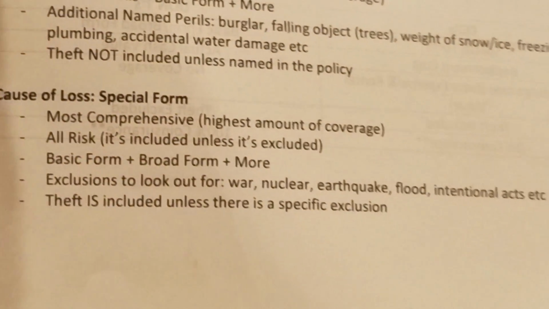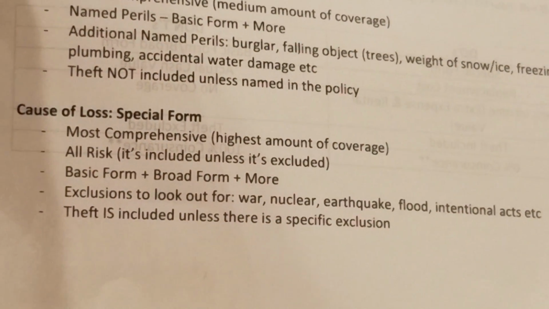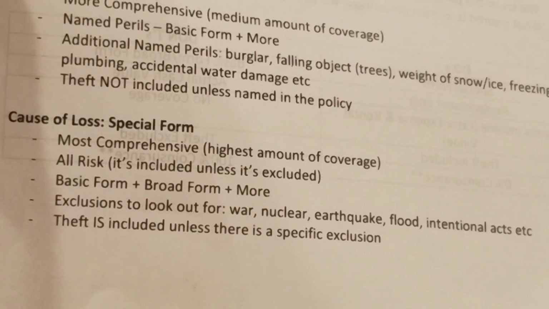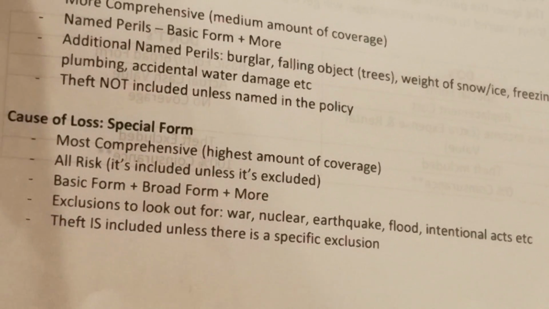From there, we have the most comprehensive type of coverage, and that's going to be special form. The way special form works is if it's not listed on the policy as an exclusion, it's included. That's where our agency always insures. We try to get special form for any type of client, no matter what type of operation you're doing. So this is going to be included with theft unless there's a specific exclusion.